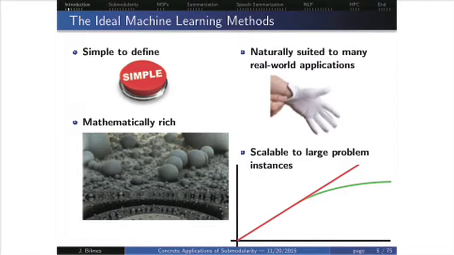Now, the question is, what are the paradigms, or the sub-areas within machine learning, that we should be concentrating on? I was thinking that the ideal machine learning method would be one that's, on the one hand, simple to define, and naturally suited to many problems, not very specialized, and also mathematically rich, and scalable to large problem instances. So before we begin, let's do a brief survey of some of the existing methods that perhaps satisfy these four properties: simple, widely applicable, mathematically rich, and scalable.